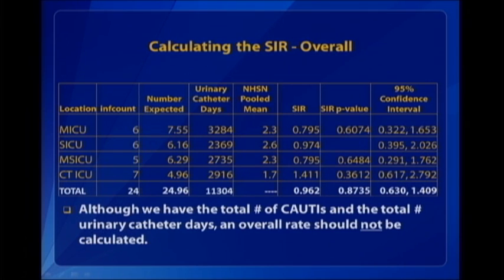Now, although we have the total number of CAUTIs, 24 for all these 4 locations, and we actually have a total number of urinary catheter days, we're not going to calculate an overall rate. This is what I want to try and explain here: how this SIR is actually a risk-adjusted measure, even though you're going to end up with one number. So we don't want to calculate that overall rate. Notice we don't have an overall NHSN pooled mean. We have one per location.